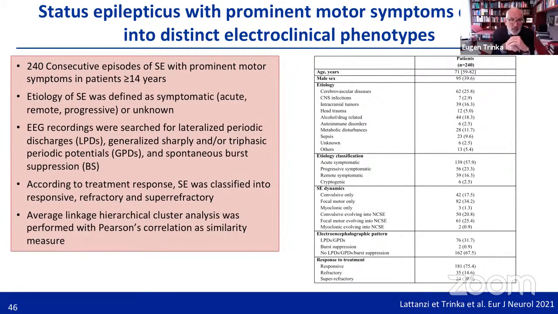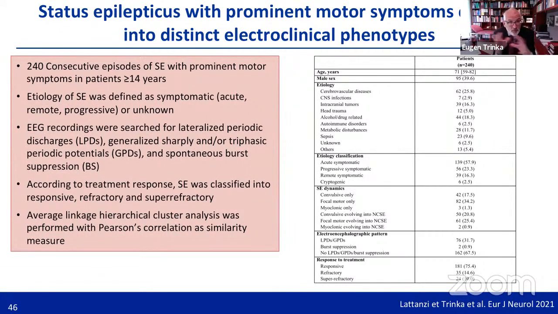So in this work led by Simona Latanzi, she used a hierarchical cluster analysis with the Pearson correlation as a similarity measure. So all the clinical data were put into this statistical model, 240 consecutive episodes of status with prominent motor symptoms as diagnosed using our classification, where we simply thought that these were meaningful divisions of groups. And you know the basis of a classification is that it identifies biological entities. So these were put into the equation.